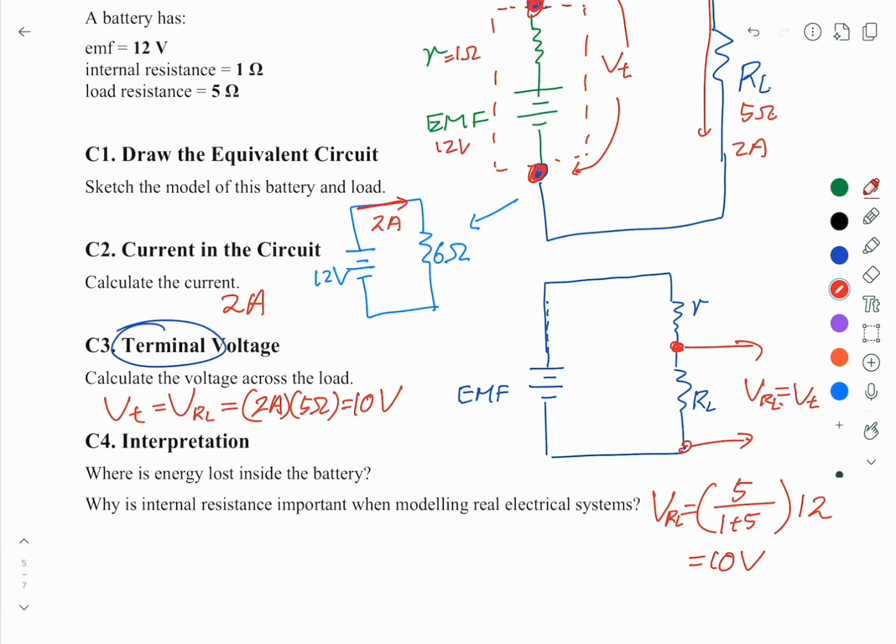Where is the energy loss inside the battery? The energy loss is known as the internal resistance, and it will turn into thermal energy.